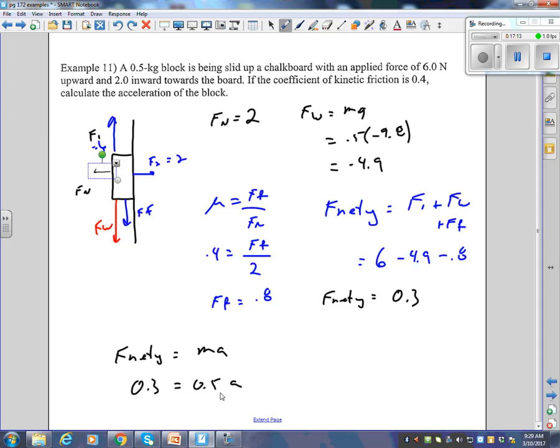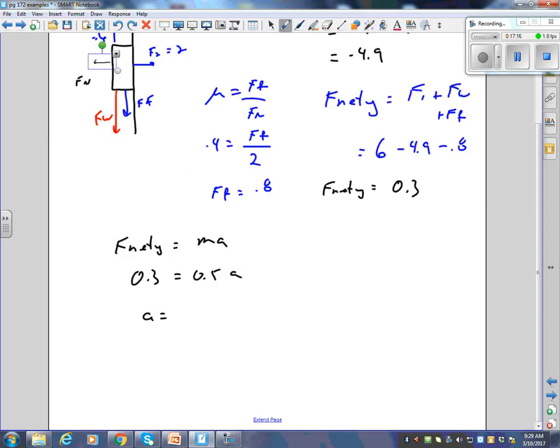0.5a. Acceleration then is 0.6 meters per second squared. And just for clarity's sake, I better write up, yes, a little different one than you've seen before.